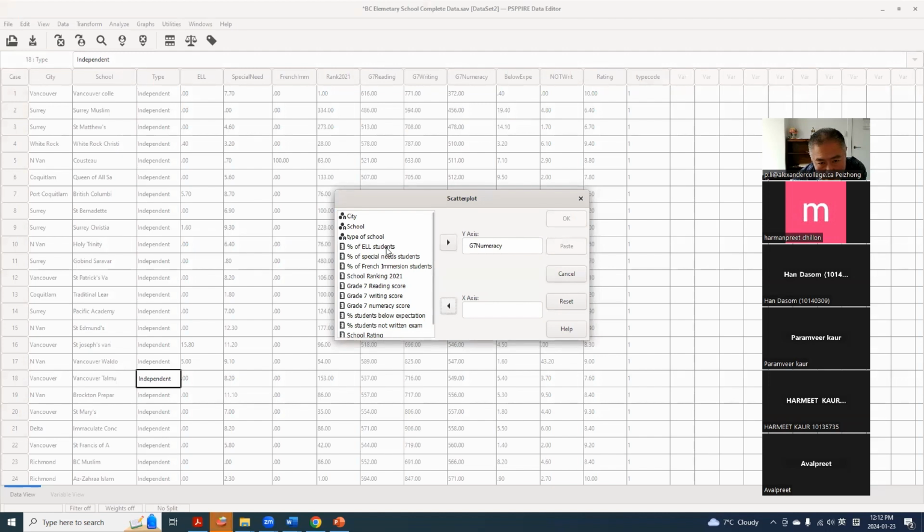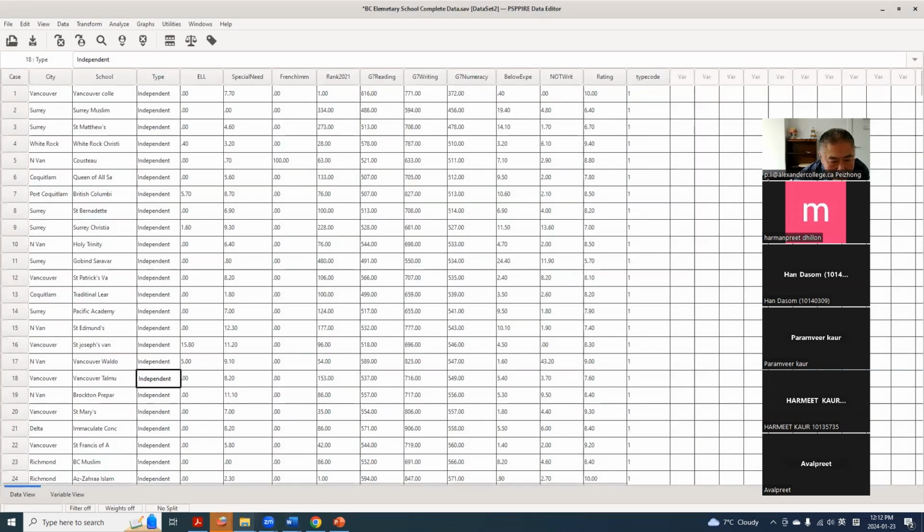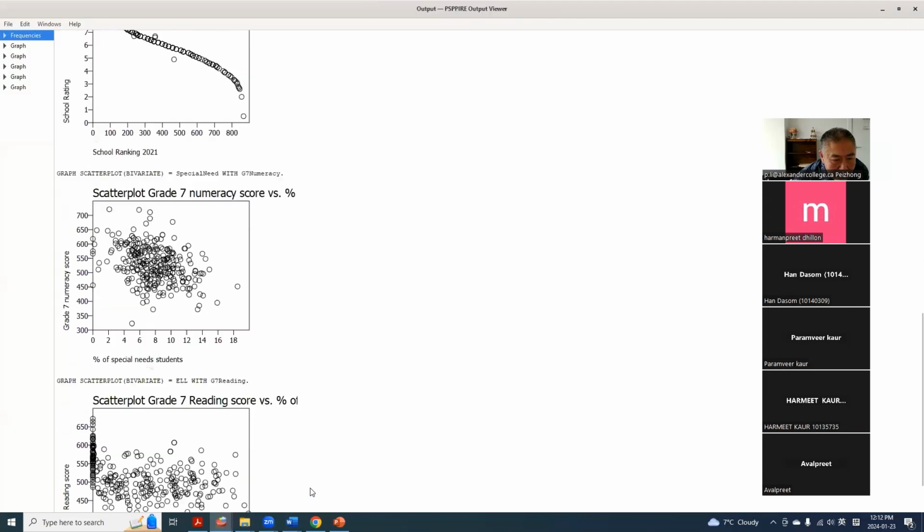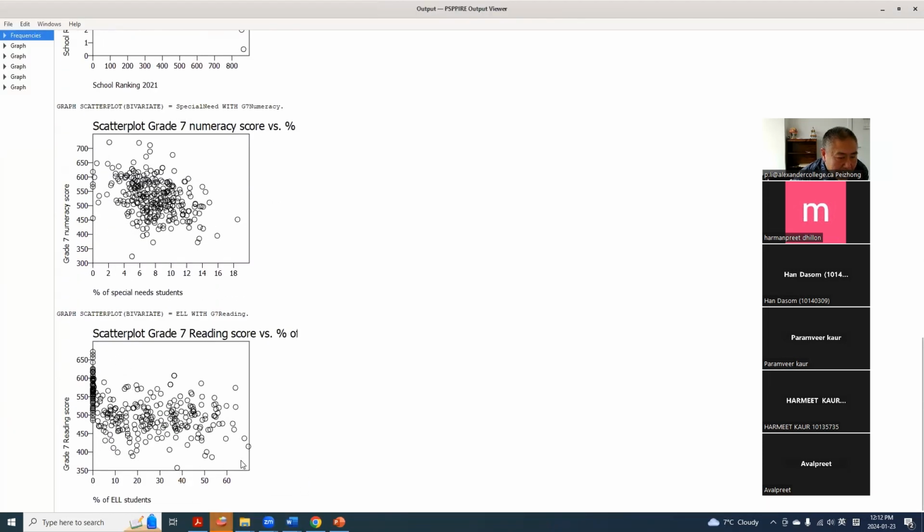EL students. Let's just show reading first. Do you see any correlation? No, there's almost no relation. Why not? You see here, these schools all have 10% English language learning students.